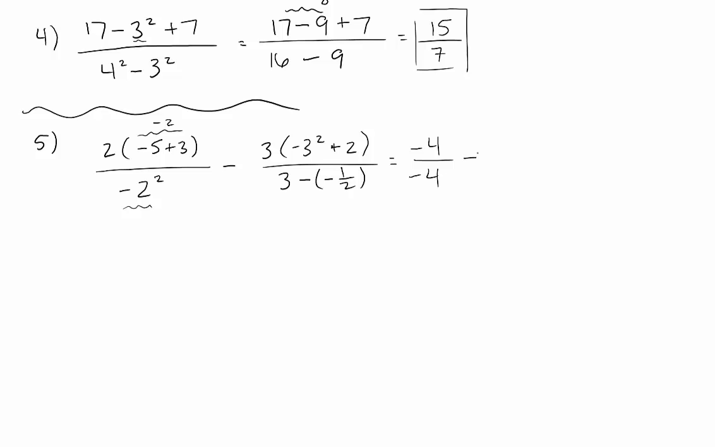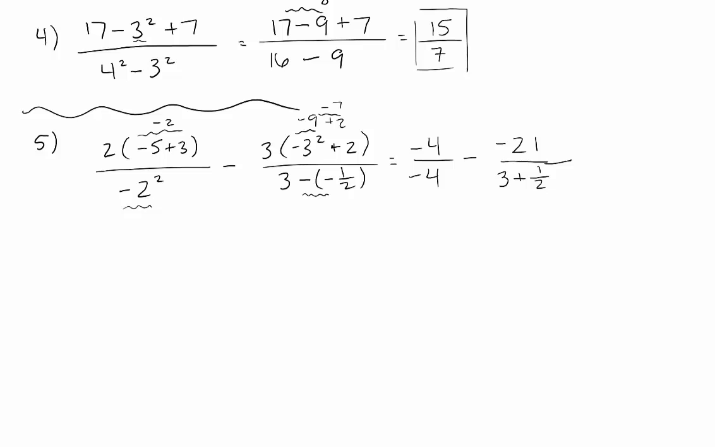And then we're subtracting, and so as we move over here, we have negative 3 squared, but the negative is not included, just like we said before. And so it's a negative 9 plus 2, and that's just simply negative 7, right? And then we're multiplying that by 3, and so we have negative 21 over, and here we have a 3, and then if we have a minus minus, that's going to turn into a plus. So we have 3 plus 1/2.